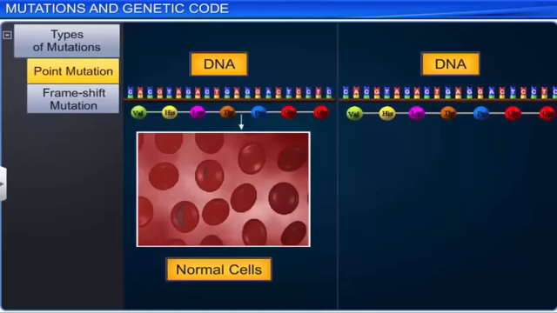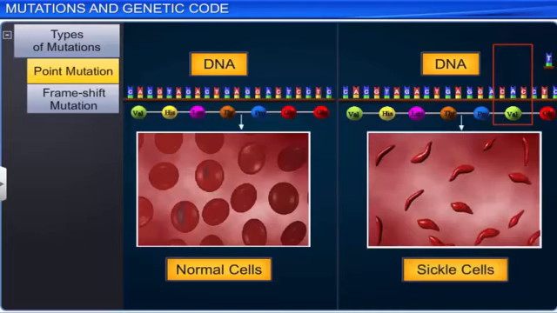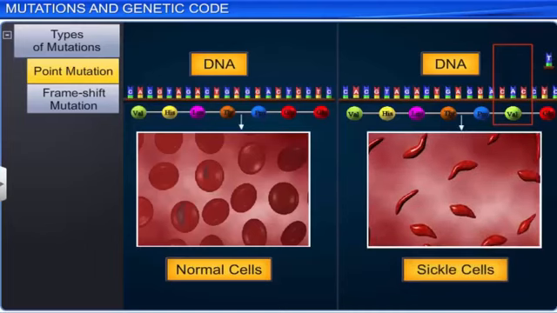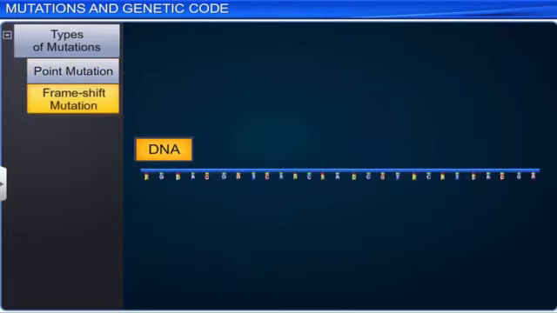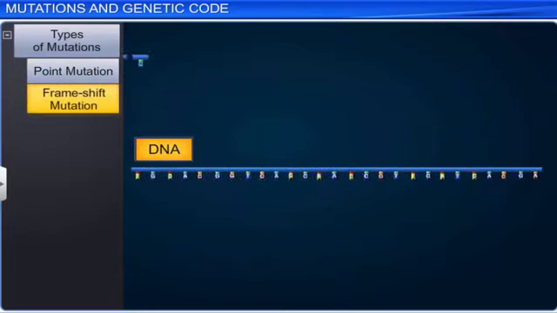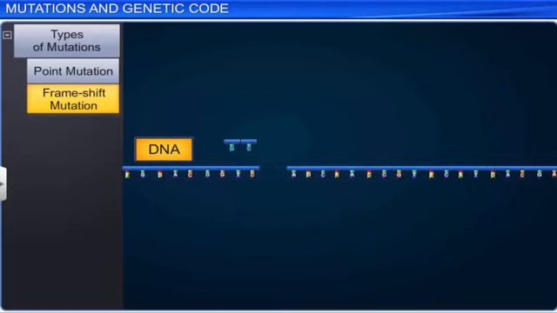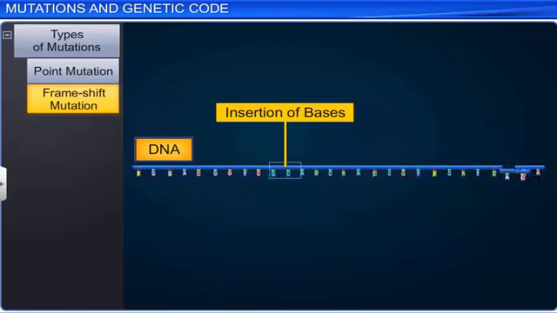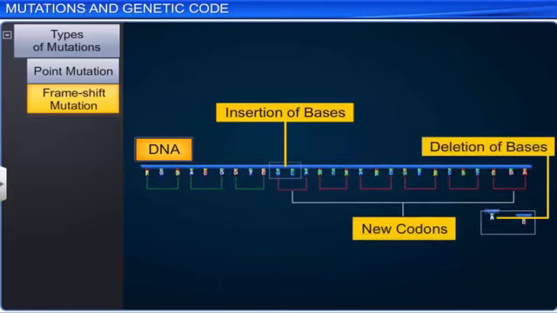For instance, a change in a single base pair in the gene for the beta-globin chain results in a change in amino acid residue glutamate to valine, which ultimately leads to sickle cell anemia. In the case of frame shift mutation, two or more bases are either inserted or deleted from the DNA template.